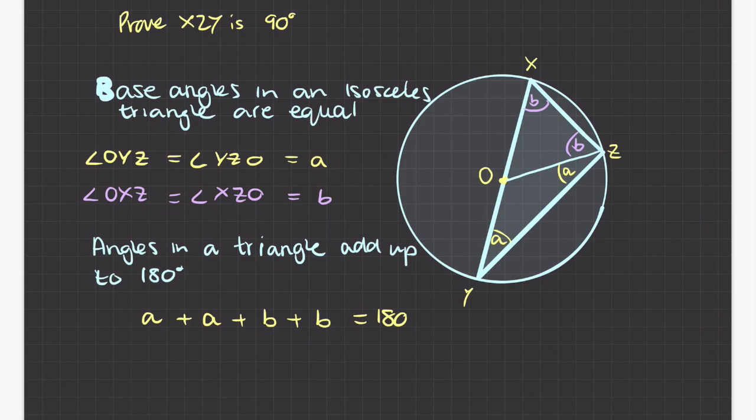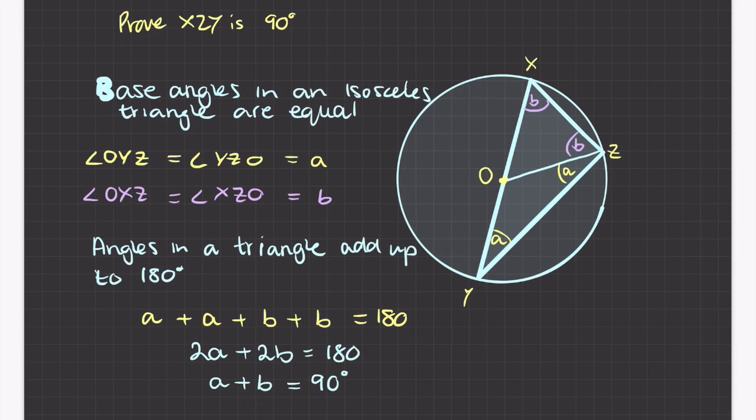What I could do is simplify this a little bit. I could write it like this: 2A plus 2B equals 180. And I could halve everything here. If I halve everything on the left hand side, that's half of everything on the right hand side. So A plus B must be 90 degrees. And we can see here our angle XZY, this angle here, is A and B together. So we've got A and B together and it's 90 degrees.